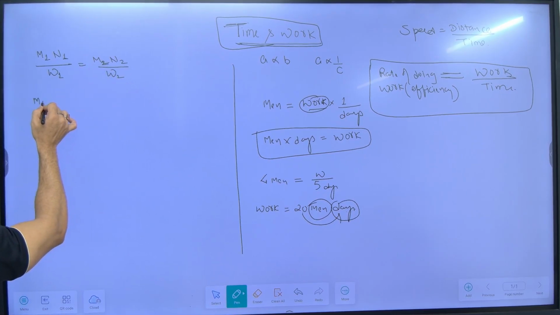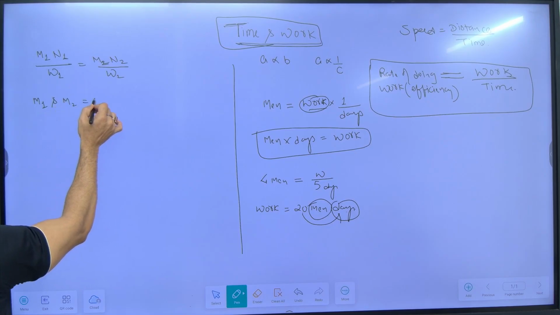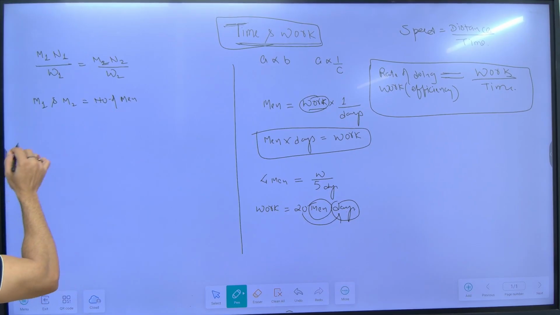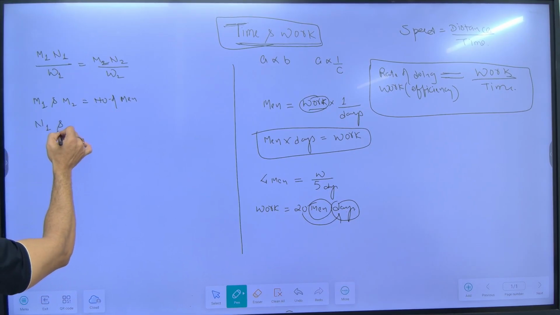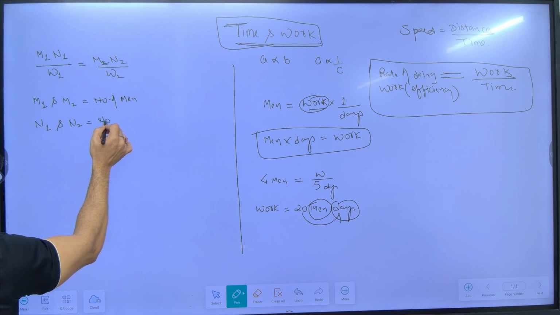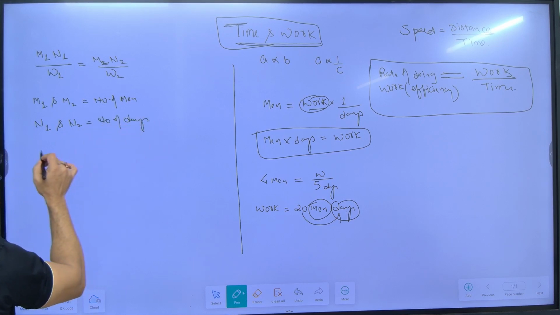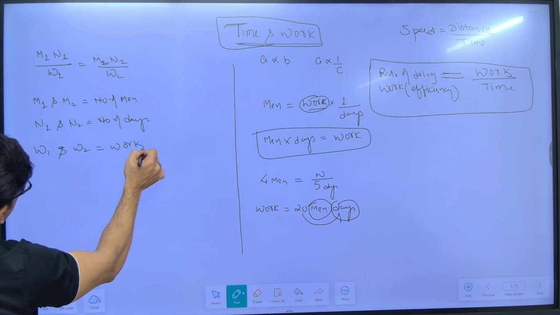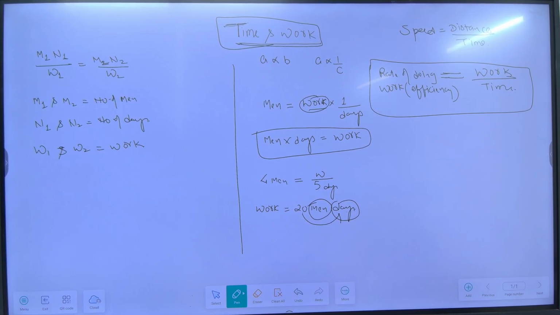where M1 and M2 are the number of men, women, N1 and N2 are the number of days, W1 and W2 are the work. Right? So what type of question can be framed from here? We'll see that, right? What type of question can be framed from here?